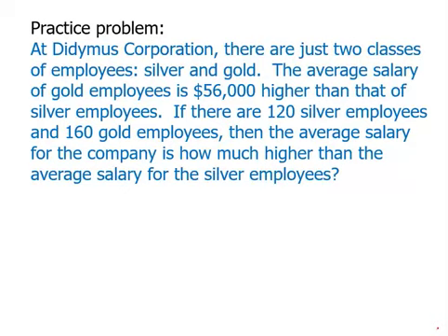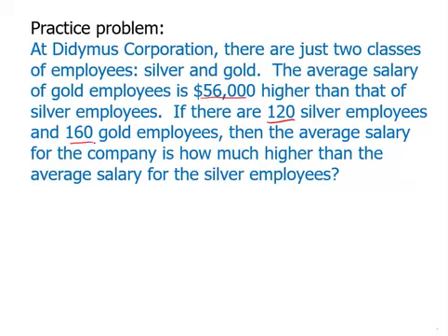So at Didymus Corporation, there are 2 classes of employees, silver and gold. We have that the average salary of gold is $56,000 higher than the average of the silver. So we have the difference between the gold and silver. Notice we don't actually have the actual number, what is the average salary of the gold employee. We don't have that number. We don't have the average number of the silver. All we have is the difference between them.